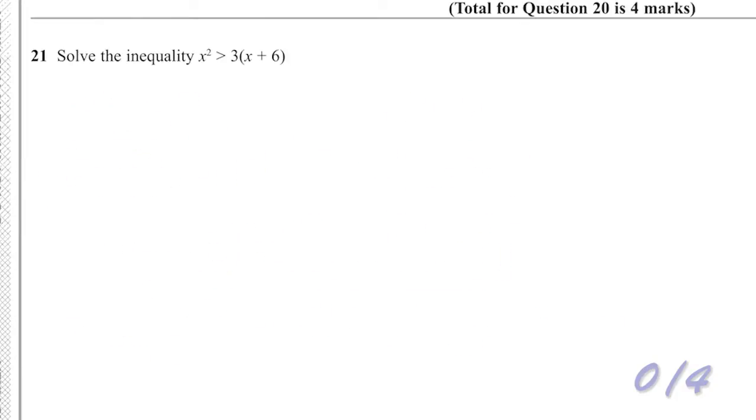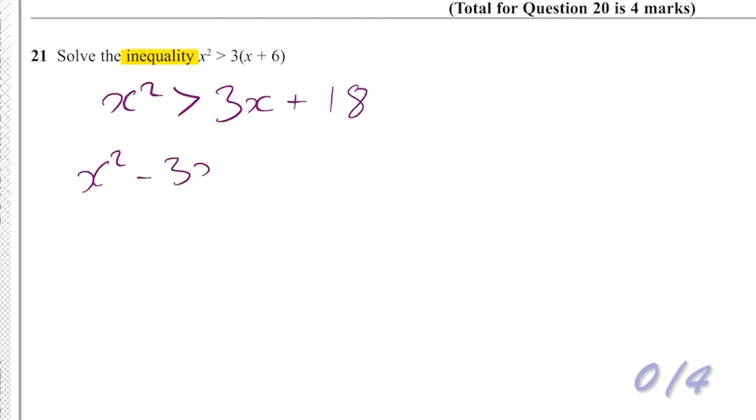Alright, question 21. Solve the inequality x squared is greater than 3 times x plus 6. So it's an inequality, which means we're basically just doing normal algebra but using inequality signs. We can see straight away we've got an x squared, and we can multiply this out, we'll get some x's and some constants. So what we're going to have is a quadratic equation. To solve quadratics, we need to make sure everything's on one side and leave a 0 on the other. So let's have a look. X squared is greater than, let's multiply this out first, 3x plus 18, and moving everything across, x squared minus 3x minus 18 is greater than 0.